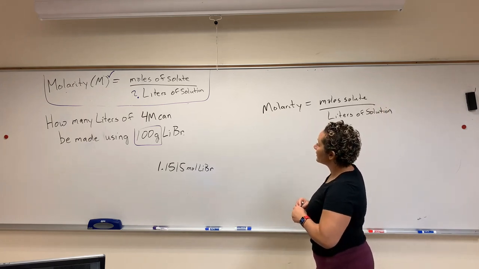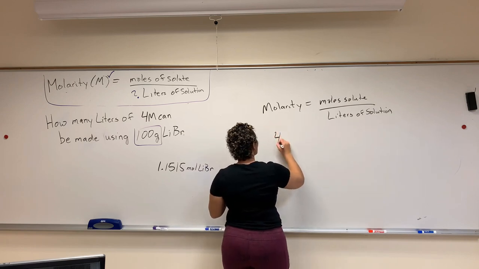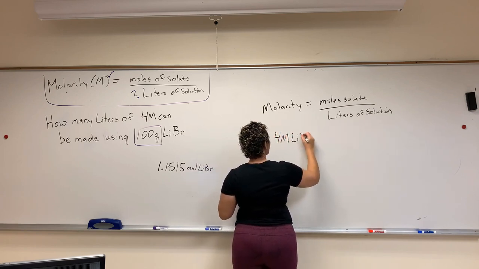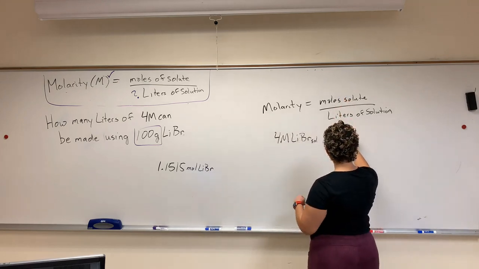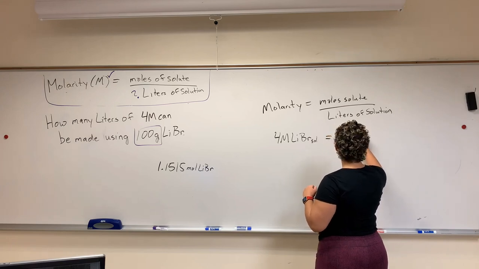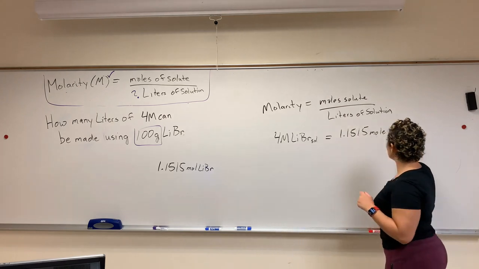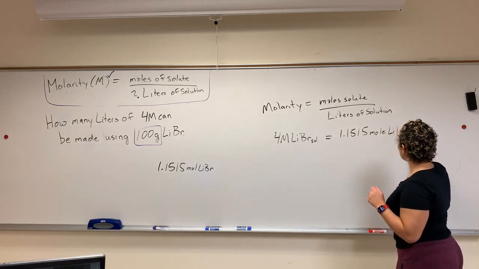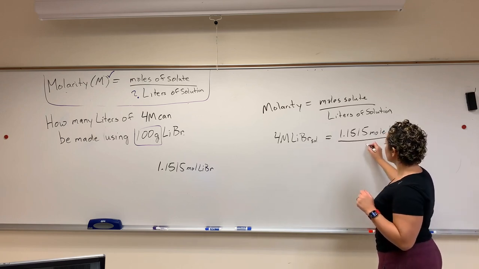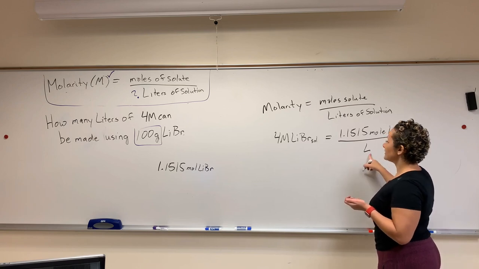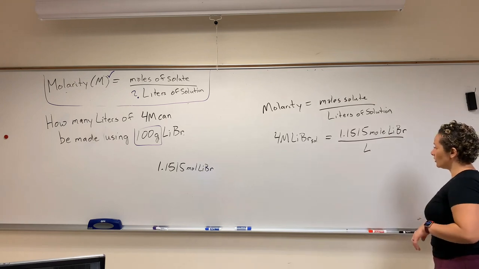All right, so your molarity right here, 4 molar solution, it's a 4 M LiBr solution, equals moles of solute, you just figured it out, 1.1515, and that is moles of LiBr. All right, so over here, liters. Trying to figure out liters of solution. That's the variable to solve for. Solve this, and then you'll be good. So go ahead and do that on your own.